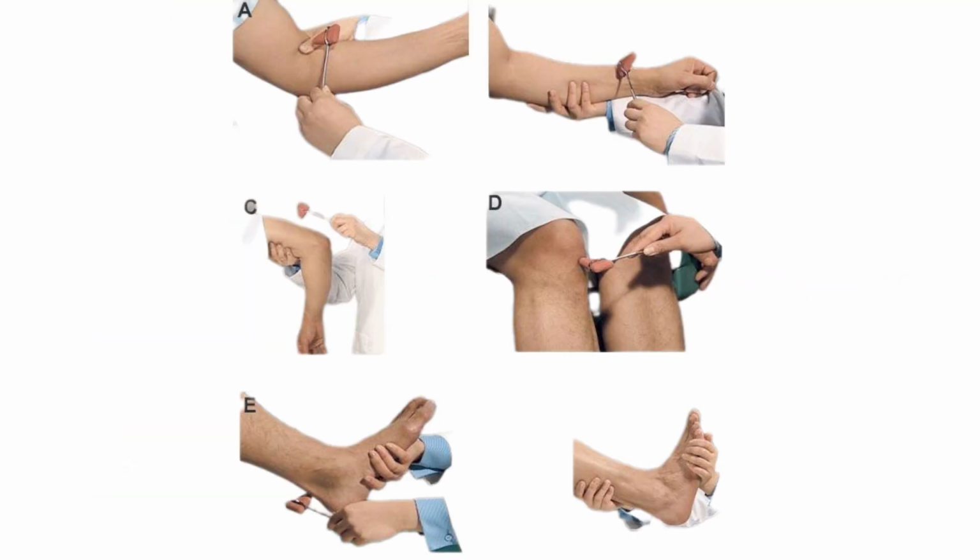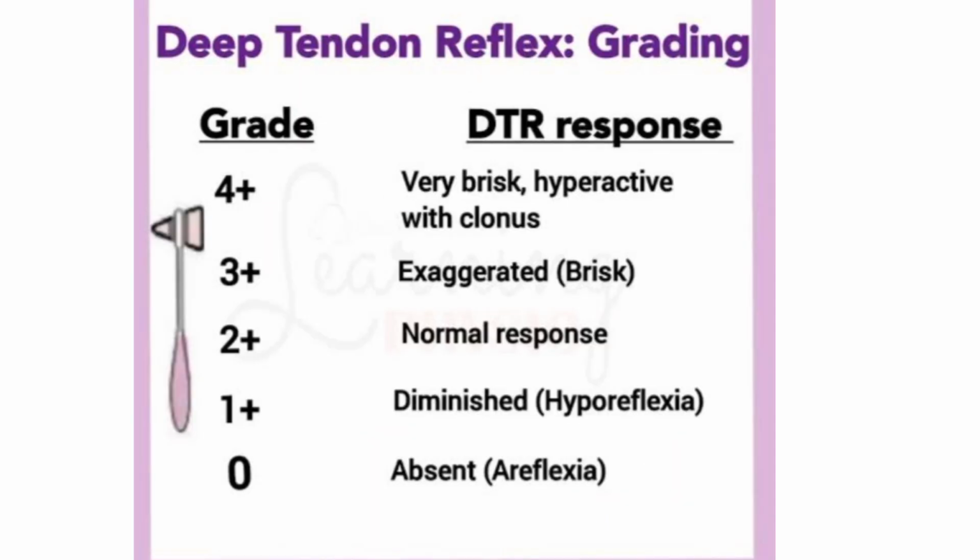Deep tendon reflexes. Deep tendon reflexes are checked at the biceps, triceps, knee and ankle. The normal grade is 2+. If the patient has abnormal findings, hyperreflexia, or an absent reflex, it can indicate neurological dysfunction.